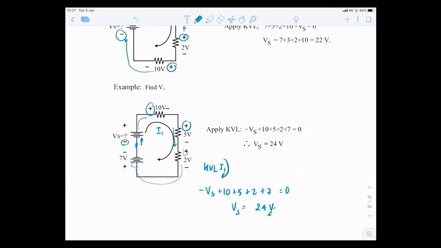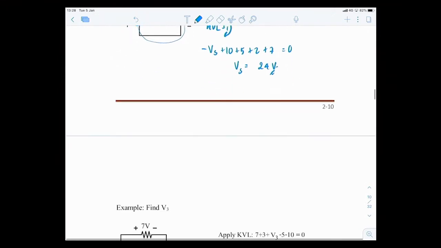So therefore, especially when you have more than one source, sometimes you may get confused. Okay, so it's safe to write down the KVL to make sure you get the correct answers, whether you're going to have to combine the sources together.